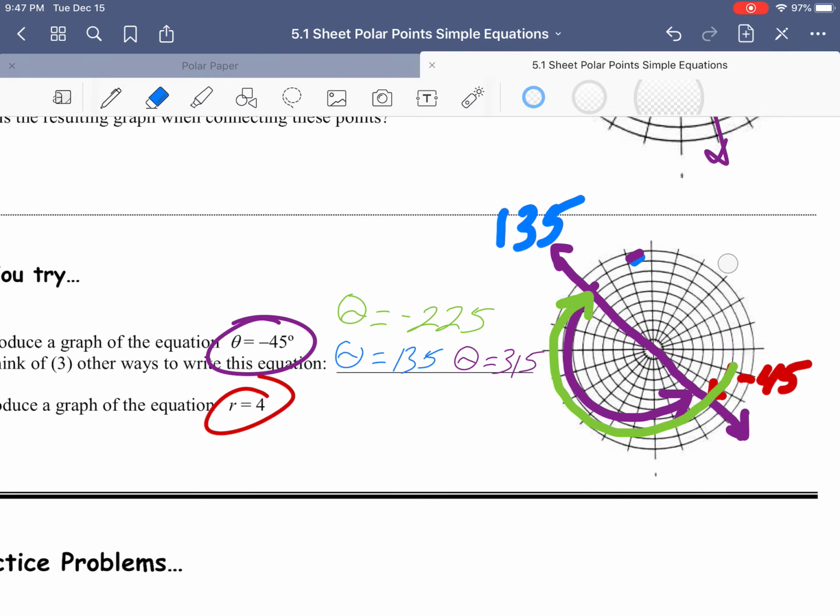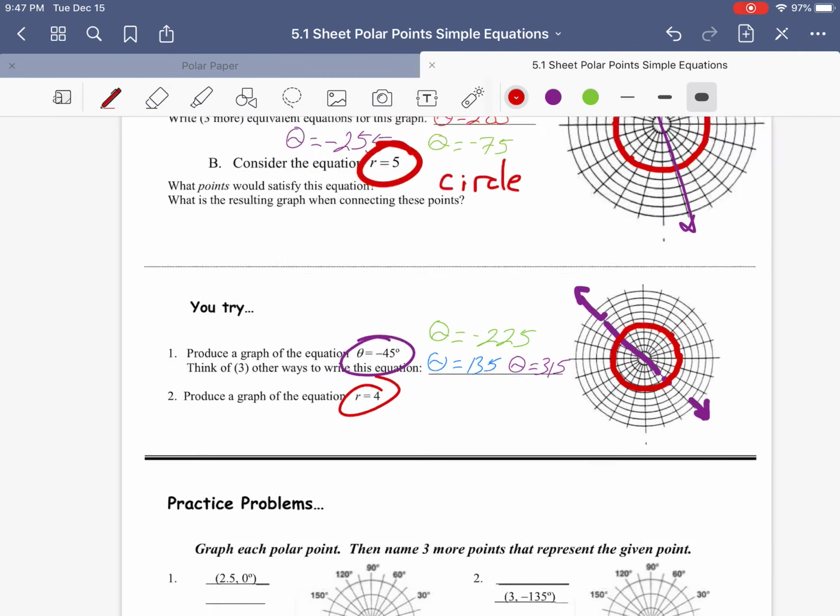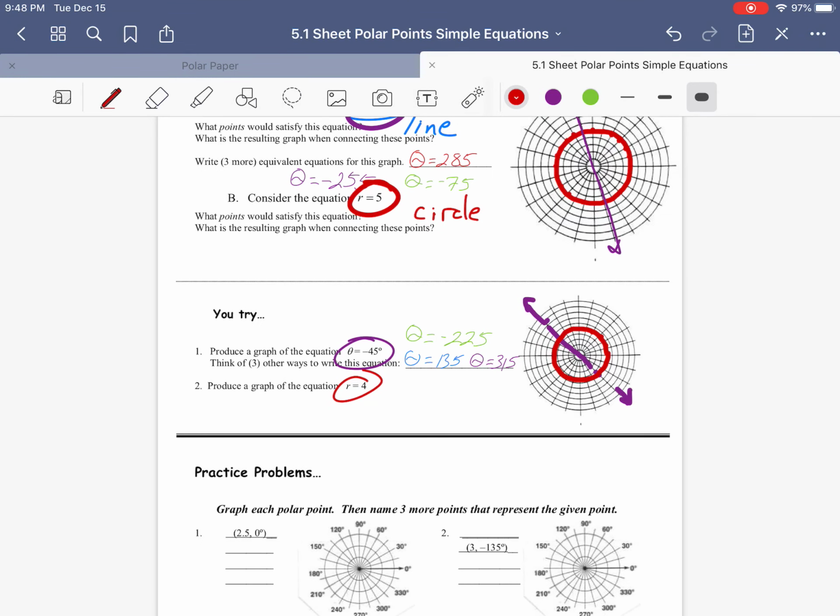And how'd you do with r equals 4? Probably a little bit easier, right? Because you're just plotting all the points where r equals 4. So we're just plotting the points that represent this circle. You can actually just draw the circle since the equation is the collection of points. Simple polar equations create some simple polar lines.